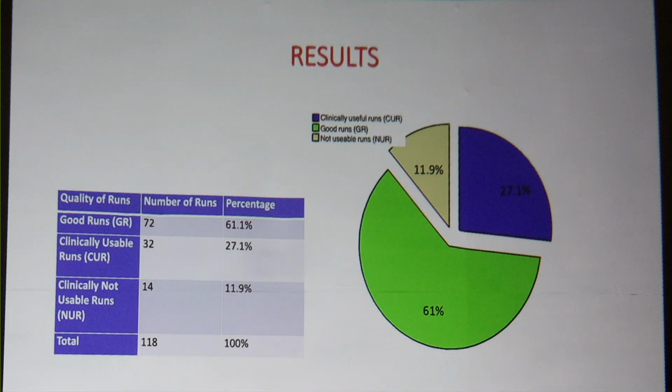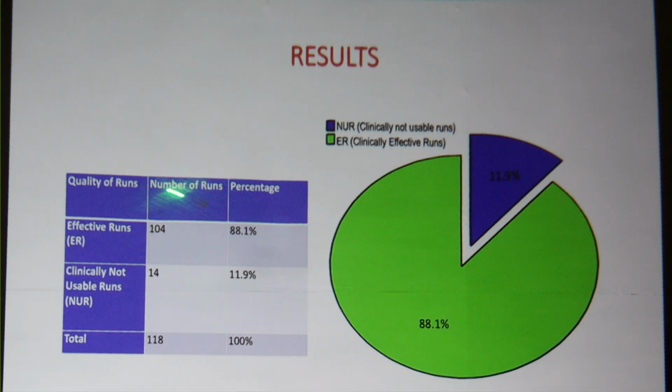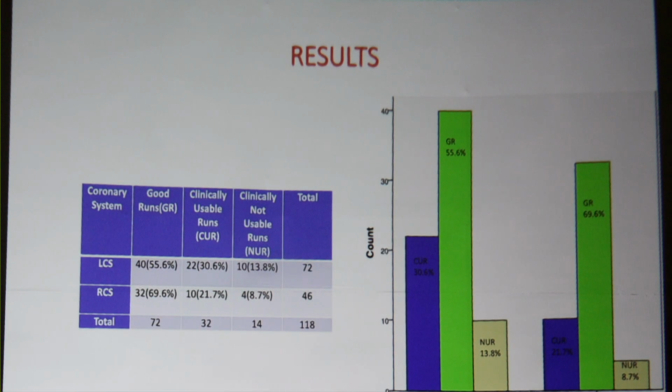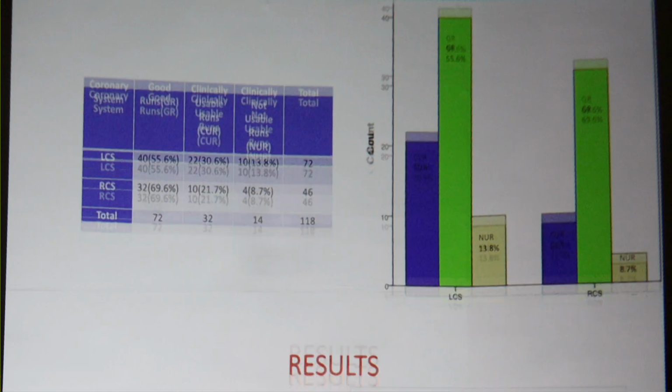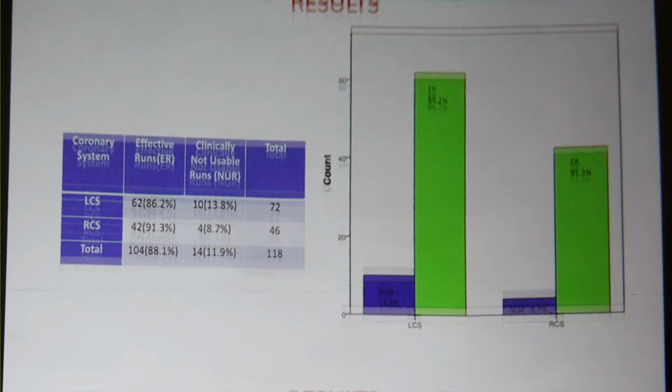Out of 180 runs, the good runs were 61%, clinically usable runs were 27%, and clinically not usable runs were 11%. So the combined clinically effective runs were 88%. This study showed us that when you use saline, you can have a success rate of 88%. When we compared the left and right coronary systems, the right had a tendency to have more good runs, but this difference was not statistically significant.